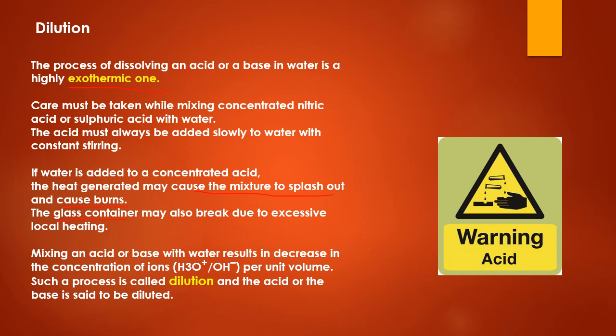The glass container that we are using for dilution can also be broken due to excessive local heat. So the process of dissolving an acid or a base in water is a highly exothermic one, and this process is known as dilution. Mixing an acid or base with water results in decreasing the concentration of ions per unit volume. Such a process is called dilution.